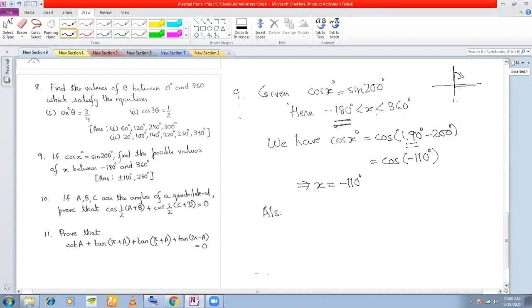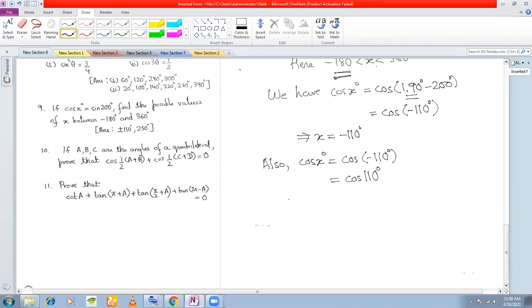Also, cos x degree is equal to, what have we got earlier? We had got cos minus 110 degree. And you know cos of minus theta is cos theta. So cos minus 110 degree is also equal to cos 110 degree. That means the next value of theta is 110 degree, right? So we have got two values, minus 110 and plus 110.